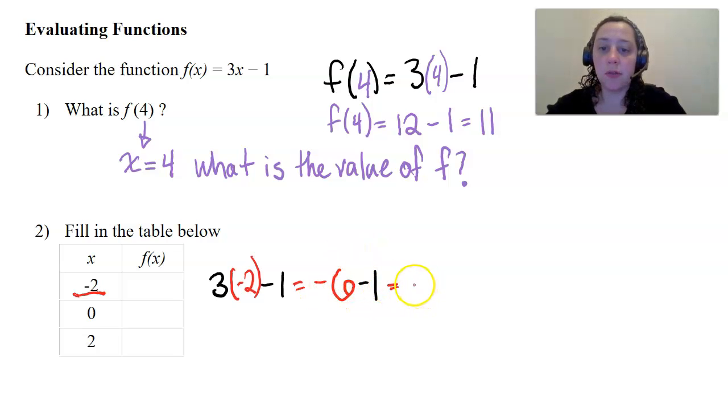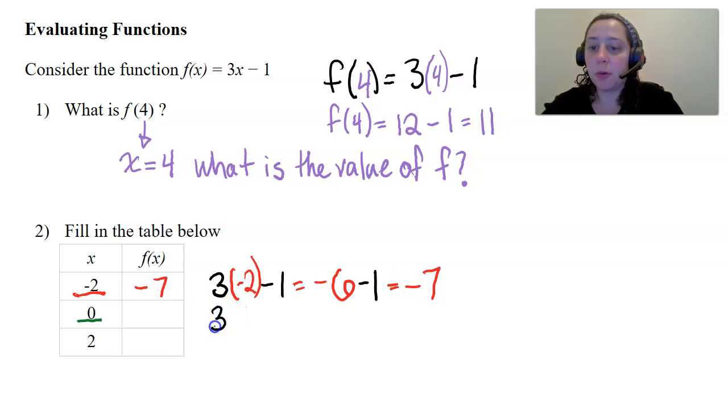Both of these are negative, so we're going to add them and keep the sign. So we get negative 7. So the value of the function f at negative 2 is negative 7. Let's do the next one. When x is 0, what is the value of our function?